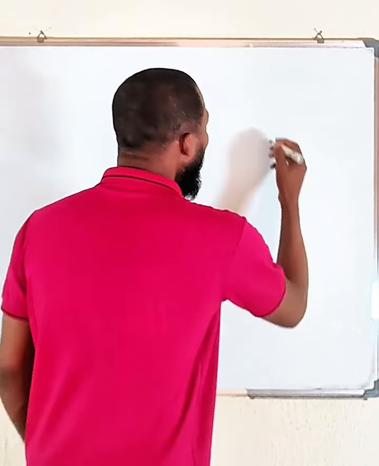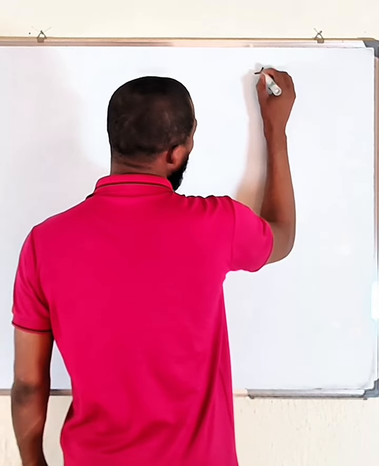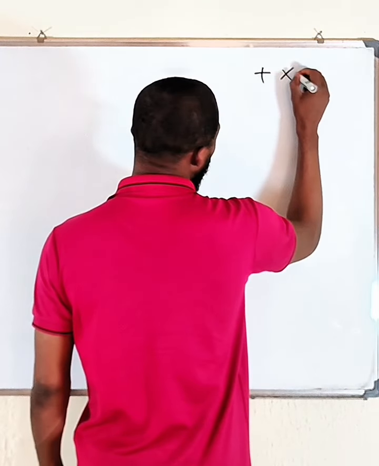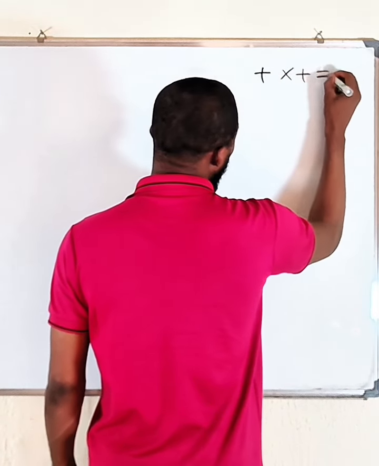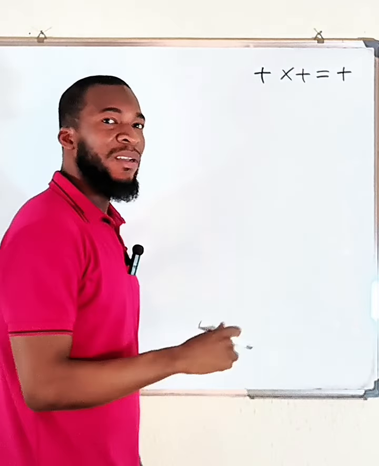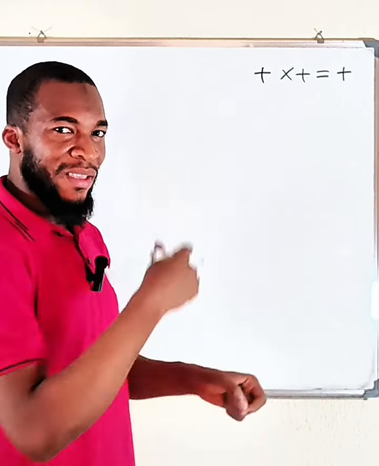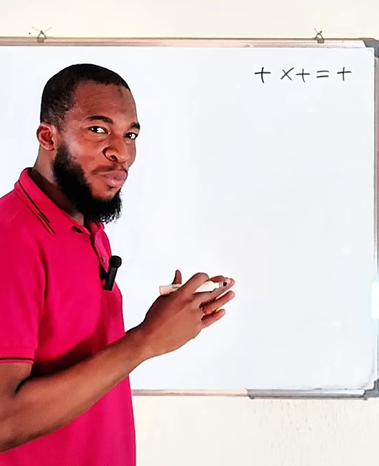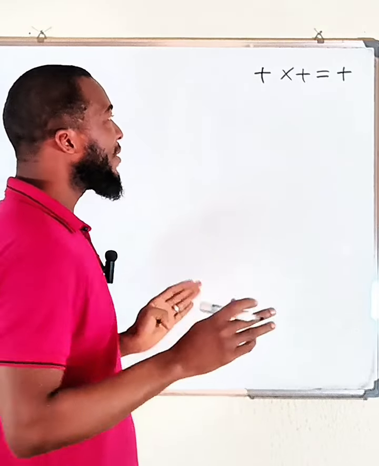Remember that whenever you have a positive number and you multiply it by another positive number, the outcome will be a positive number. Like 2 times 3 is 6. Both 2 and 3 are positive and the output 6 is also positive.